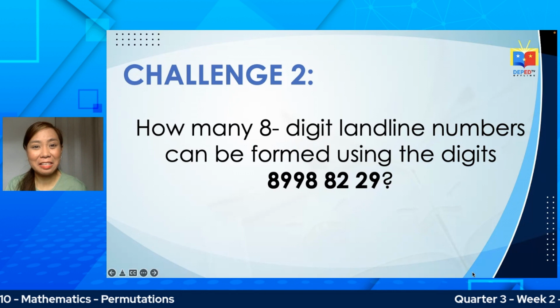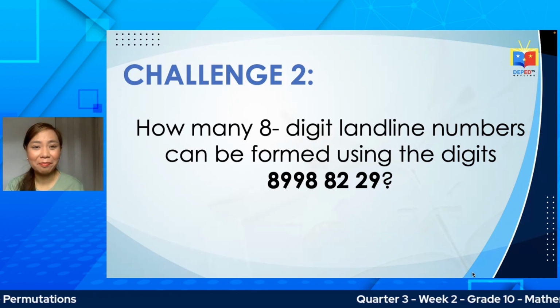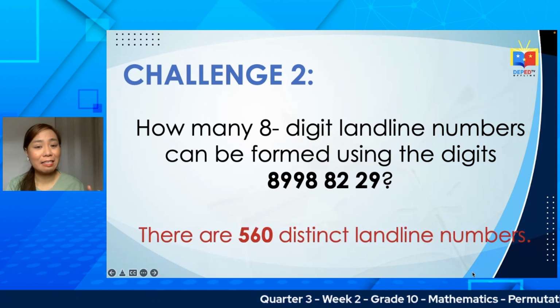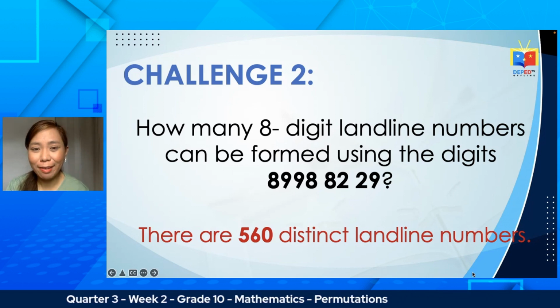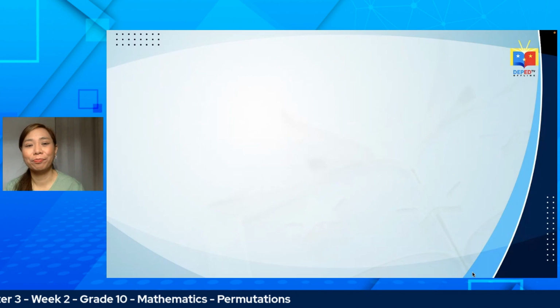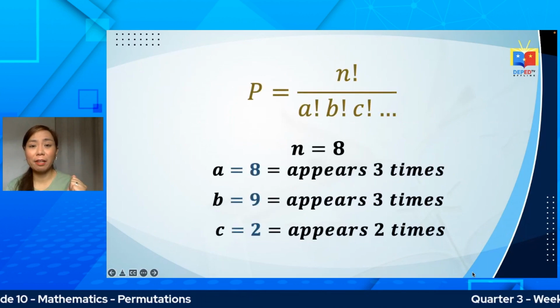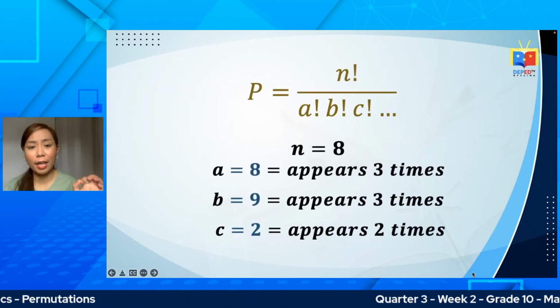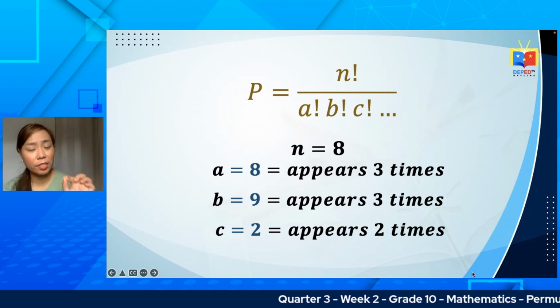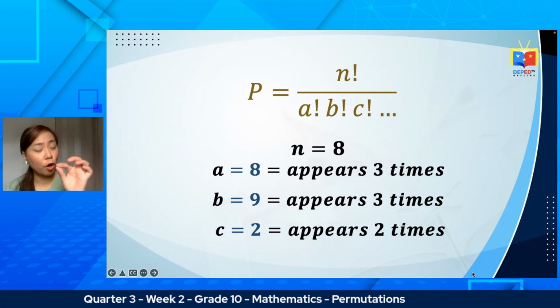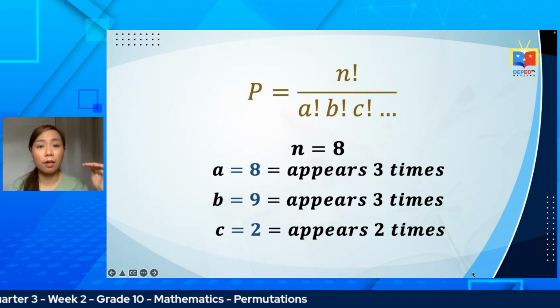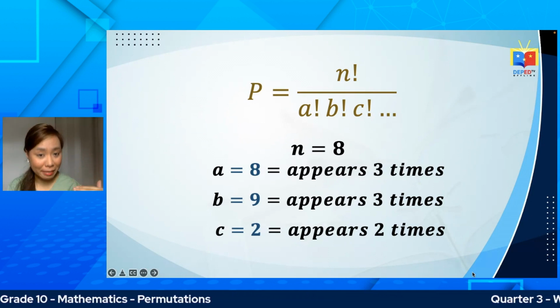Time's up, mathletes. The answer here is 560 distinct landline numbers. Now, let's proceed with the solution. Remember our formula, n factorial all over a factorial, b factorial, c factorial, and so on? Simply identify the number of objects there and then the number of objects repeated.